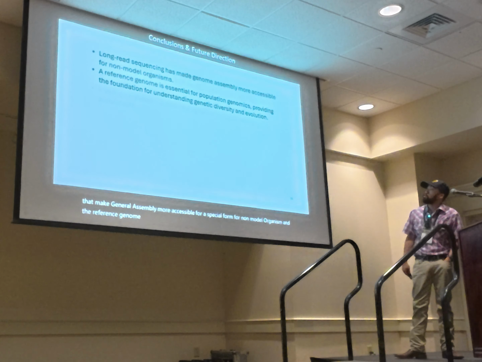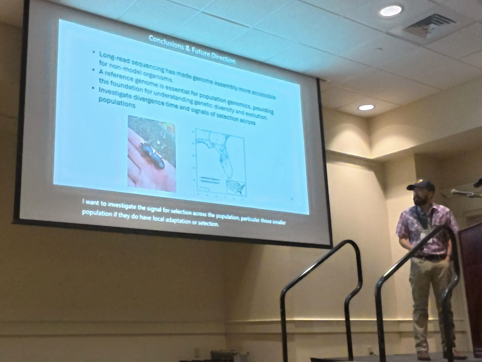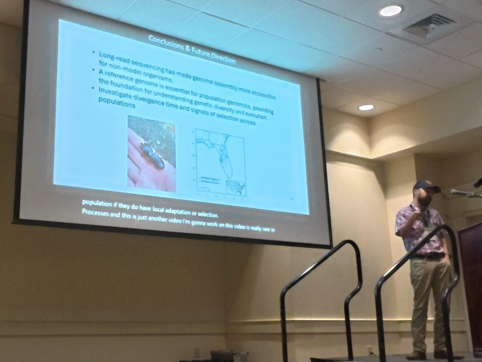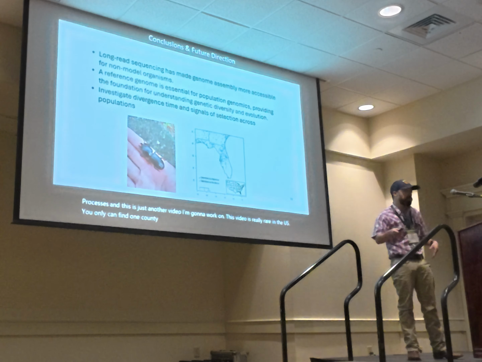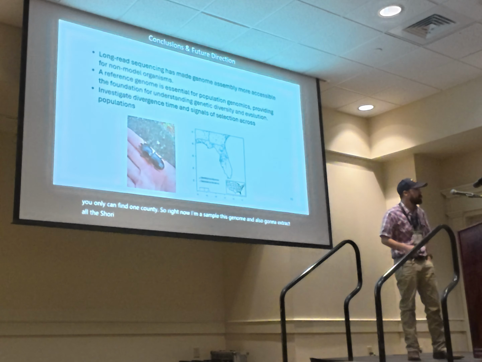The last part is future direction for the Hercules beetle project. I want to investigate the signals of selection across the populations, particularly the smaller populations, to see if they have local adaptation or selection processes. And this is just another beetle I'm going to work on. This beetle is really rare in the US. You can only find it in White County. So right now I'm going to sample this genome and also extract all the short-read RNA and short-read DNA.